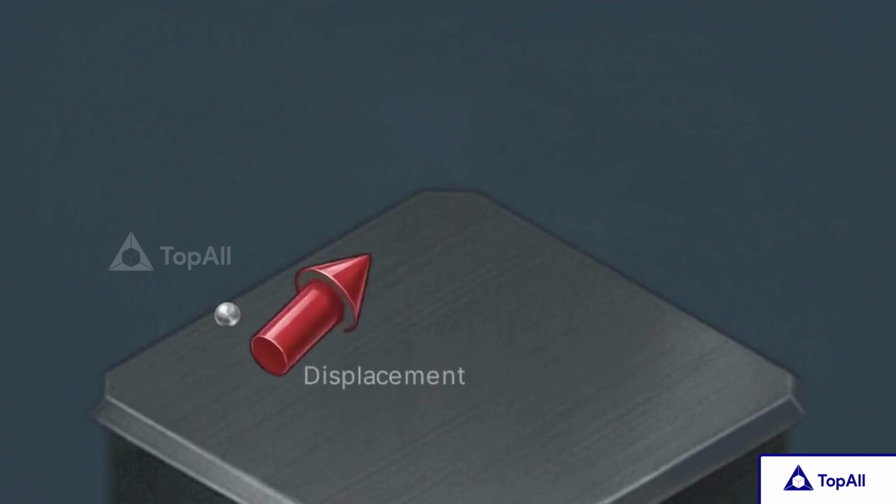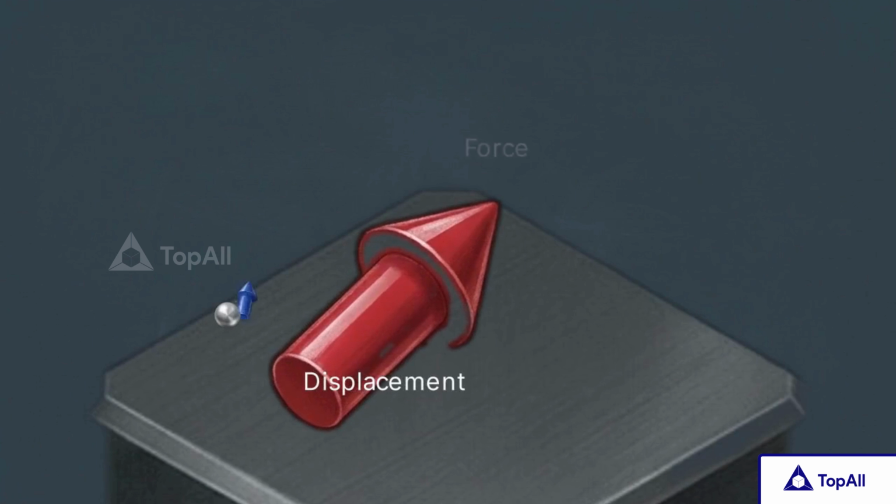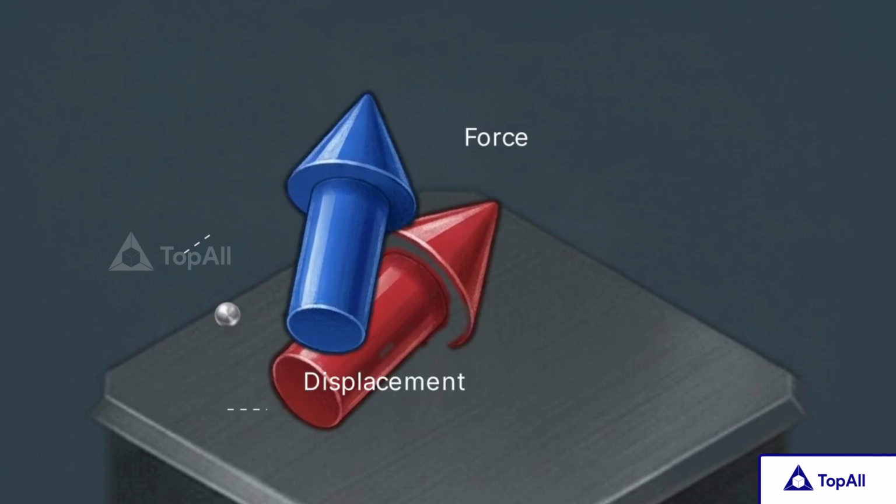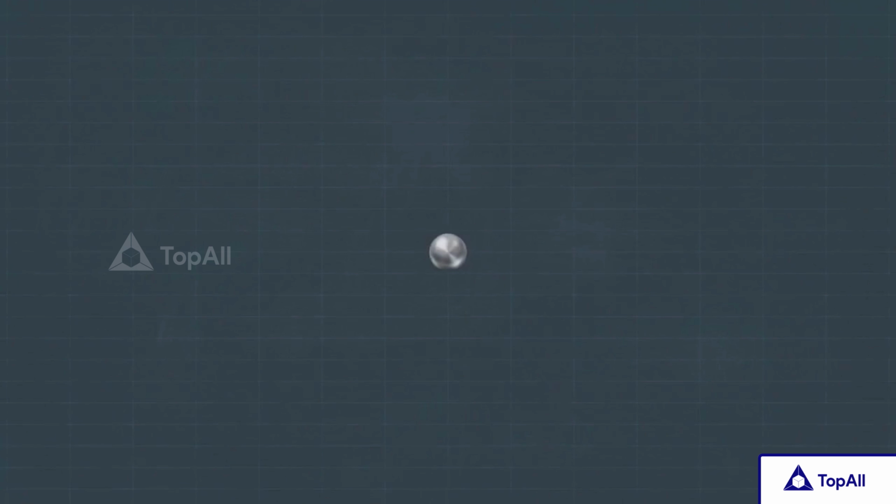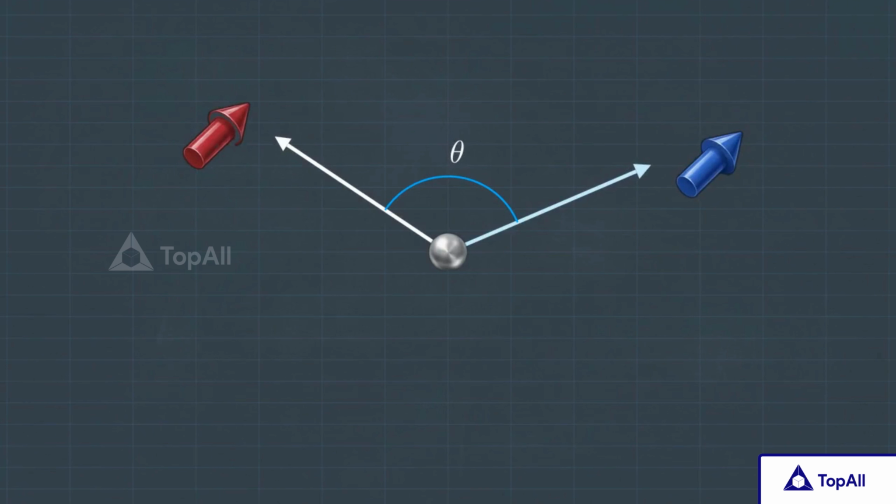Physical actions are measured using vectors, quantities like force and displacement that possess both a specific magnitude and a fixed direction. Adding or subtracting these directional lines is straightforward. However, multiplying two vectors pointing in entirely different directions presents a mathematical dilemma.